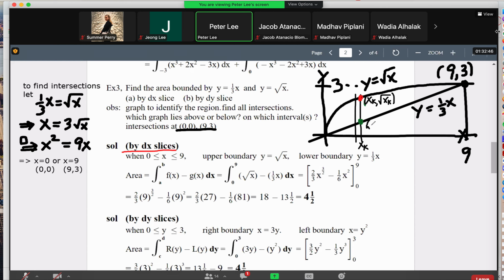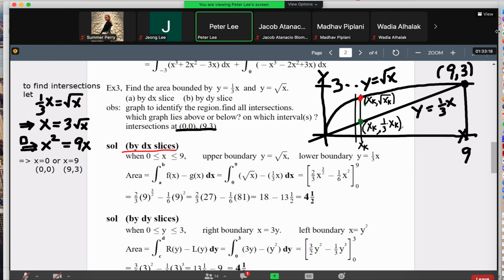And the bottom point in green is what? The bottom point in green has x value x of k also, and then it's 1/3 times x of k. This is a point on the lower boundary. So the point in green is on the lower boundary function, and the red is the point on the upper boundary function. If you connect all the top, you get y equals square root of x. If you connect all the bottom, you get y equals 1/3 x.